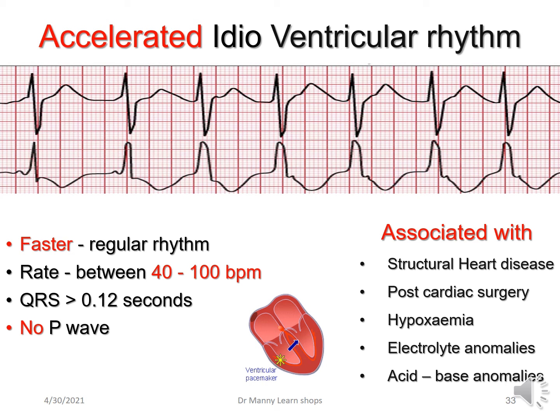Accelerated idioventricular rhythm was just a variant. Even though it's a little bit faster, between 40 and 100 beats per minute, there's no real understanding as to why this could possibly occur. But this is a faster, regular rhythm, which is pathological. The QRS complex is wider than 0.12 seconds, and there's no associated P wave. And it's associated with structural heart disease, acquired heart disease, post-cardiac surgery, again hypoxemia, electrolyte anomalies such as hyper or hypokalemia, and acid-base disturbances, metabolic acidosis in particular.